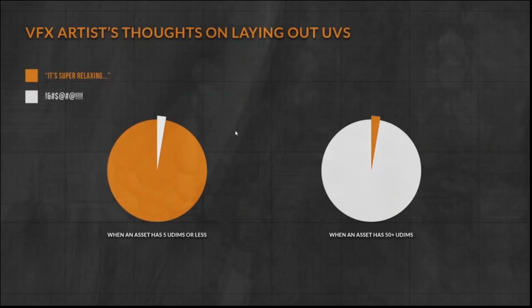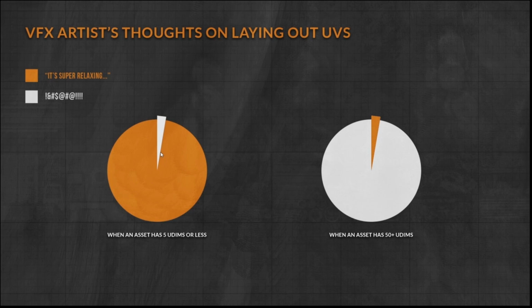So after I found all my references, it's time to unwrap. I unwrapped Leviathan, and this is just a little graph that I put together, because it's funny: a lot of people, when we talk about UVs, when they're making UVs for an asset that has 5 UDIMs or less, they say, oh, it's super relaxing. But as soon as they work on an asset that has 50 or more UDIMs, they know how annoying it is, and it's a nightmare.